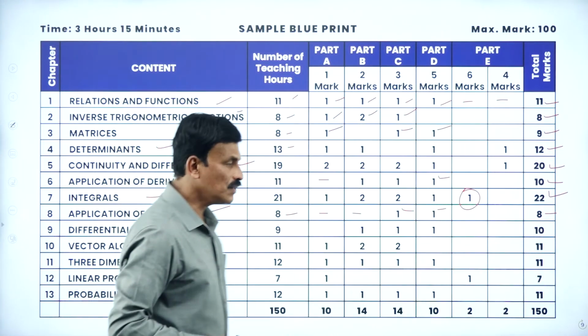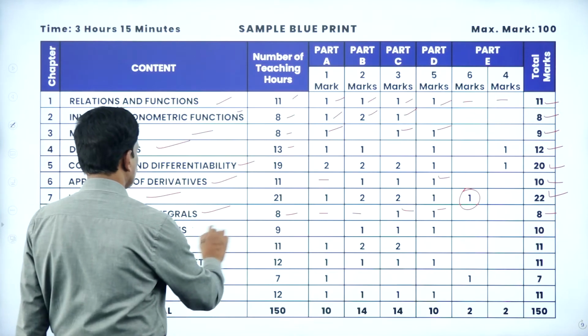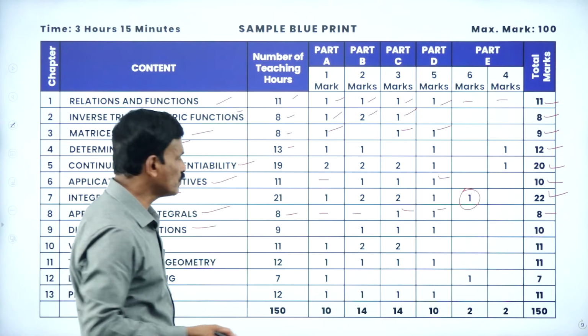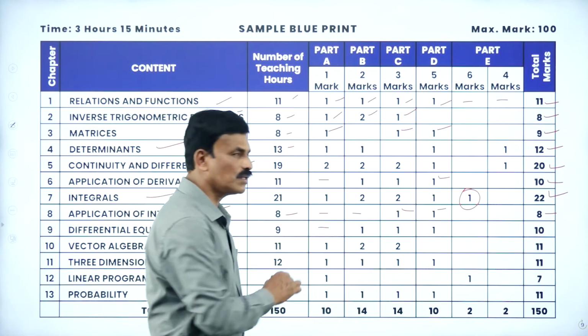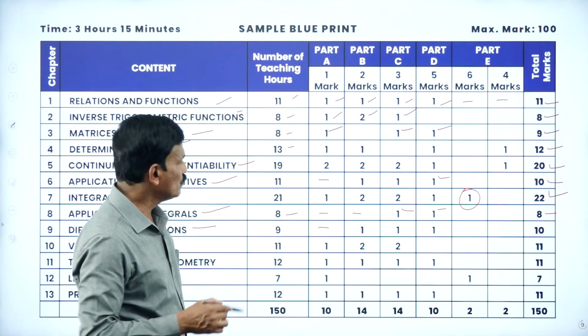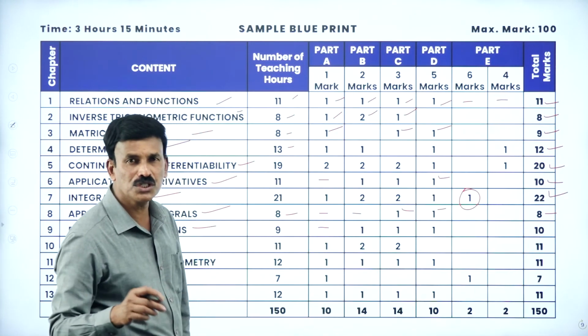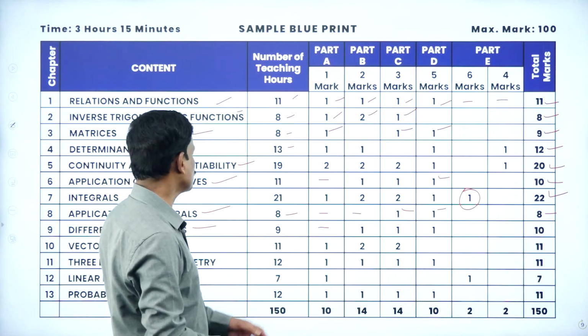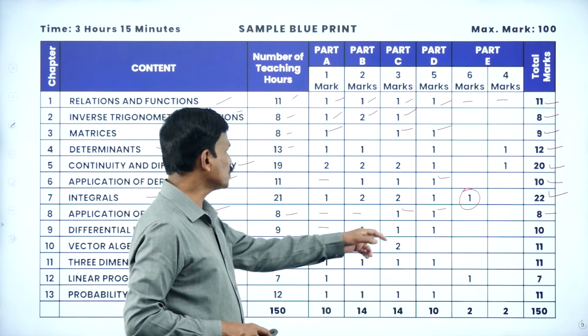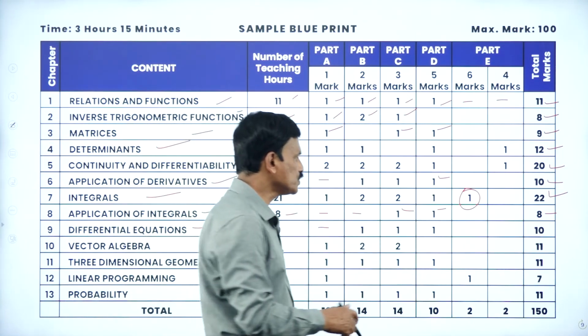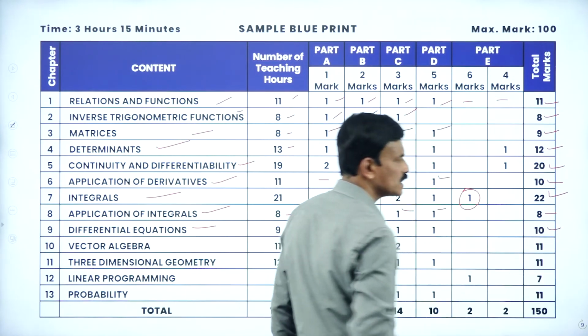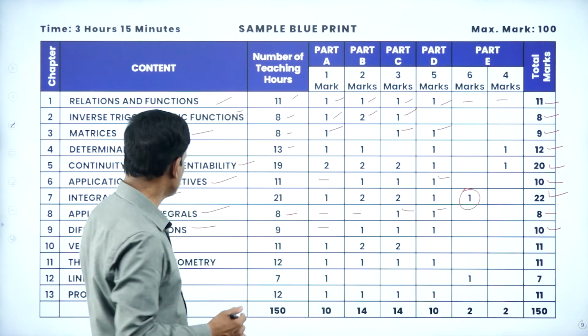And if we come to the next chapter, that is differential equations. In differential equations also, the number of hours is 9 hours. We don't have any 1 mark questions, only 2 marks, 3 marks and 5 marks questions. So one 2 marks question, one 3 marks and one 5 marks question. So the maximum is 10 marks for differential equations.